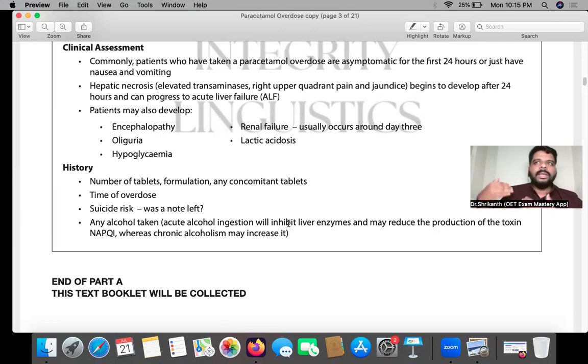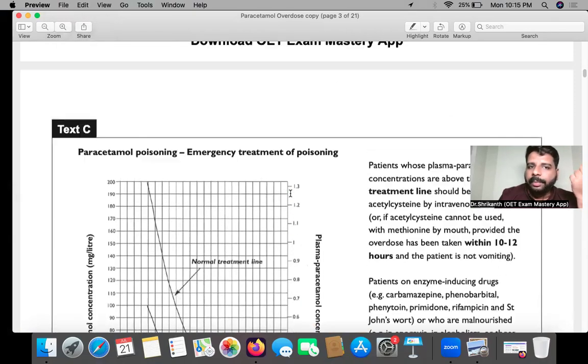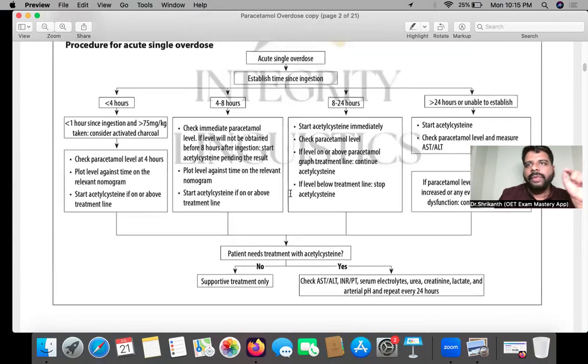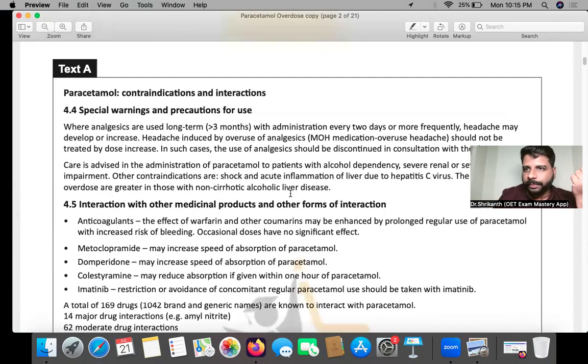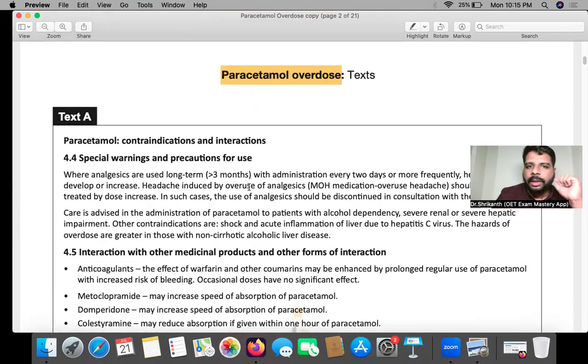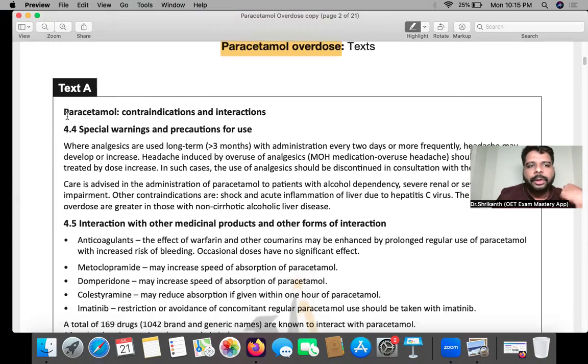So if a student is simply reading A, B, C and D, they are only wasting their time and energy. Remember, they are sitting in the examination hall in a high pressure situation. Even 1 second, if you're able to save, that is very important. So you read the main title. What's the main topic? Paracetamol overdose. Then you read the headings.